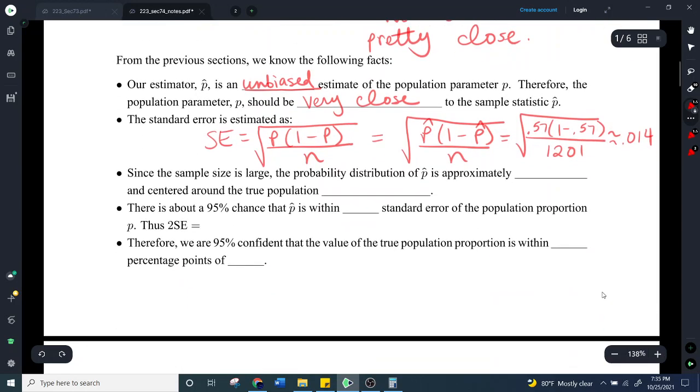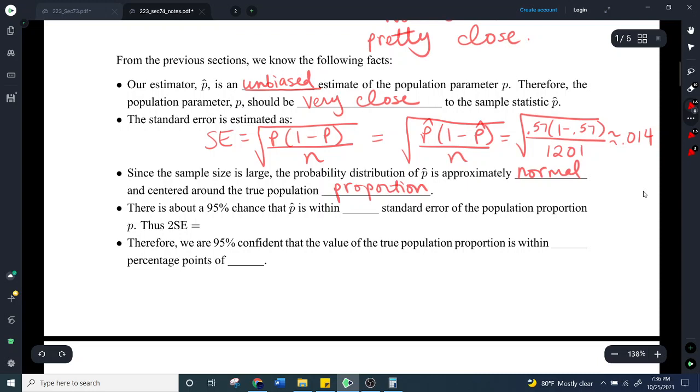Since the sample size is large, the central limit theorem applies here, so we know the probability distribution of p hat is going to be approximately normal, and it's going to be centered around the true population proportion. So it's going to be normal with a mean of the true population proportion, which right now we're estimating to be around that 57%. And we know that the standard deviation is going to be whatever the standard error is that we just calculated, 0.014.